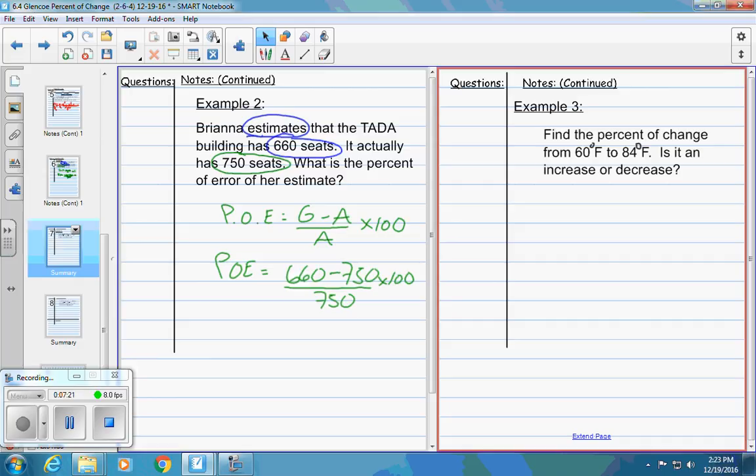We're going to solve example 2 and example 3 in class, making sure you're applying this correctly. If you have any questions, write them in the question column for me, and please ask in class if you're confused at all.